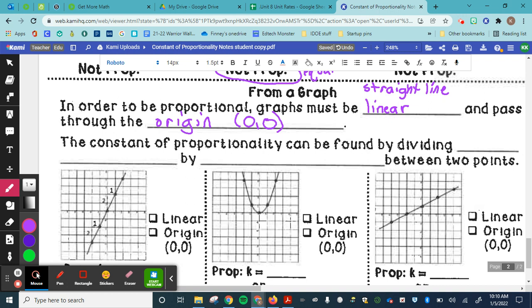And we still find our K. We can still find our constant of proportionality by dividing, if it goes through 0, 0. We can only do this if it goes through 0, 0. Let me put it over here. You're going to do the Y divided by the X. Same thing that we've been doing, right? Y on top, X on the bottom. You'll just do your Y point divided by your X point.